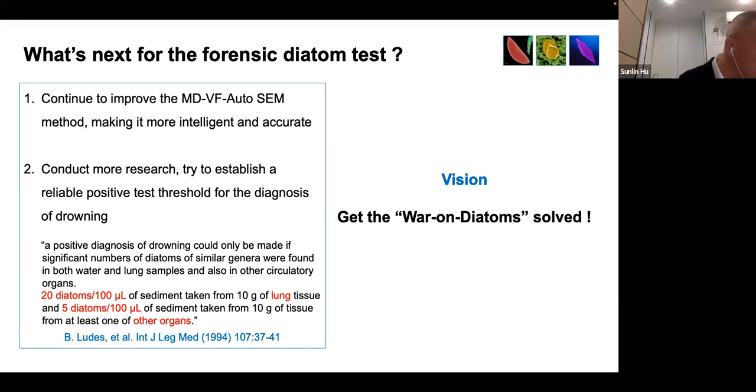Is the forensic diatom test indeed valid for joint diagnosis? My vision is to get the war on diatoms solved eventually by working together with colleagues worldwide.